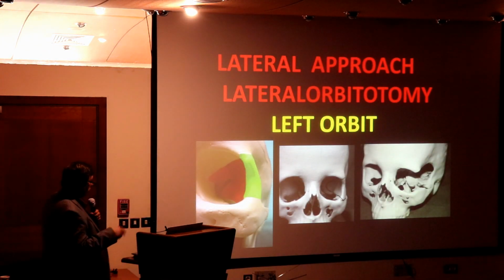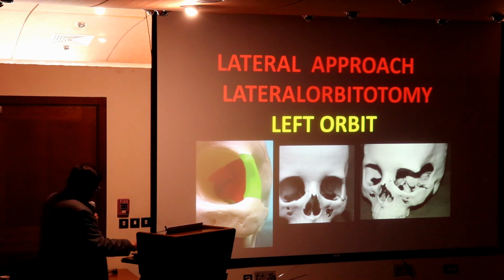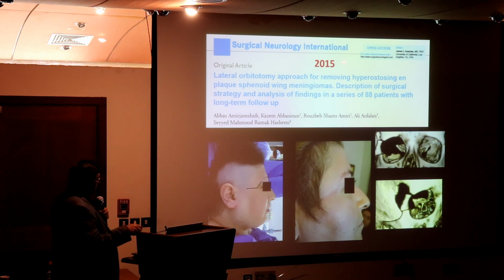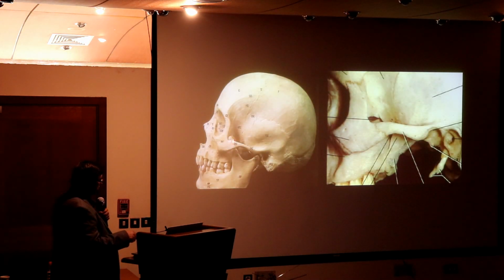You can use the lateral approach, that is the lateral orbitotomy, just remove the lateral wall of the orbit. And again, this is a recent article, 2015, using just the lateral orbitotomy with this small incision. So this is the lateral approach. You want to go there. This is the lateral wall of the orbit. Just there. This is pterion here.